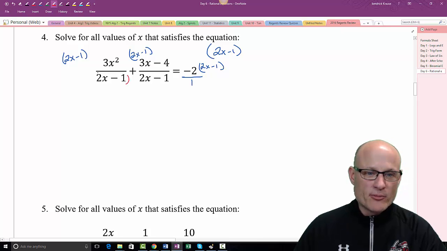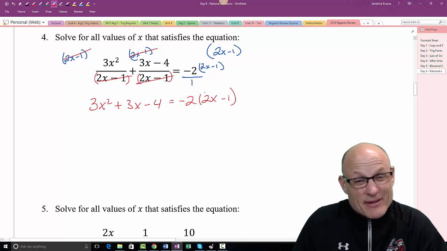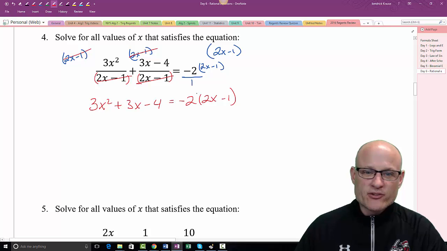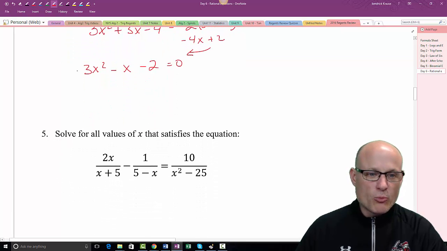Now this is kind of fun because these are binomials. So that cancels with that. That leaves me 3x squared. That cancels with that, leaves me plus 3x minus 4 equals, now this gives me negative 2 times 2x minus 1. Notice nothing canceled because my denominator was 1. So this is really negative 4x plus 2, and it's all got to come over to that side. So we're going to get 3x squared minus x minus 2 equals 0.